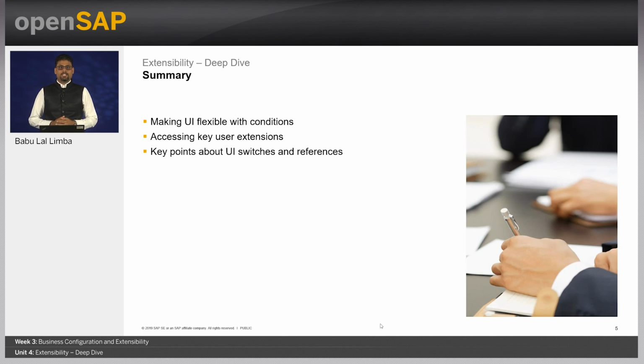With this, we come to the end of this unit of extensibility deep dive. Let us quickly summarize what we have learned in this unit. We saw how the UI can be made flexible based on the conditions. These conditions can be coded in ABSL logic, accessing key user extensions and manipulating their values based on the logic. We highlighted the key points about the UI switches and reference file that should be kept in mind while using them. I will now recommend you try the scenario with the hands-on exercise for this unit.